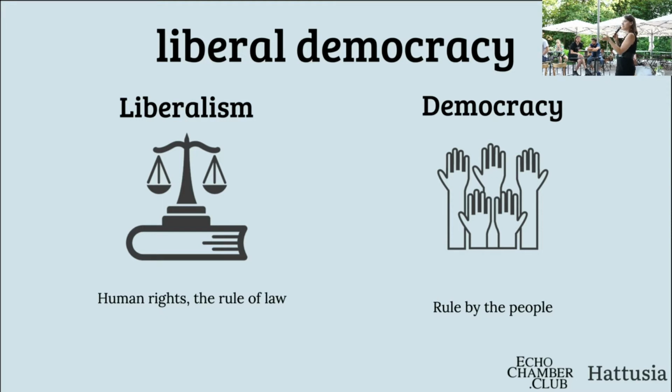And in some countries, there's generally a lean towards one or the other. So I know that in the UK, for instance, we lean more towards the liberalism side of things, whereas in Sweden, it leans more towards the democratic side of things. Does that all make sense?